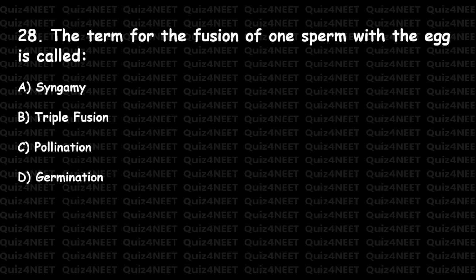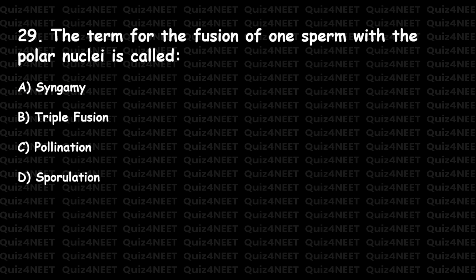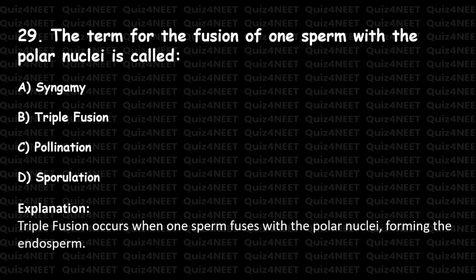The term for the fusion of one sperm with the egg is called A. Syngamy, B. Triple fusion, C. Pollination, D. Germination. Explanation: syngamy is the process where one sperm fuses with the egg, resulting in the formation of a zygote. The term for the fusion of one sperm with the polar nuclei is called A. Syngamy, B. Triple fusion, C. Pollination, D. Sporulation. Right answer, B. Triple fusion. Explanation: triple fusion occurs when one sperm fuses with the polar nuclei, forming the endosperm.